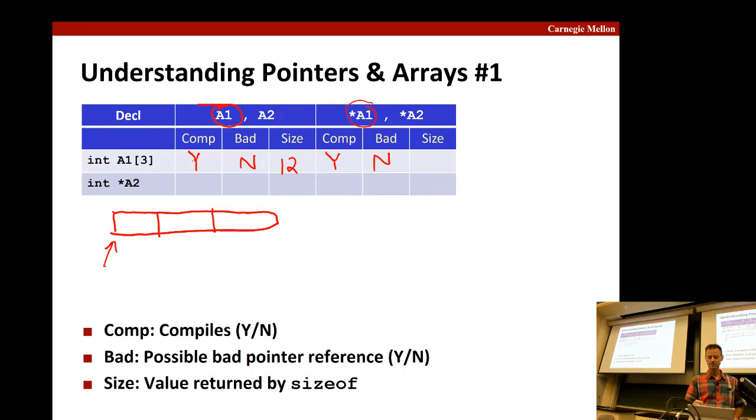Well, this is a pointer, right? So that always has 8 bytes. What about this one here? sizeof of star A2. What is that? Well, that's just something that's a pointer to an int.